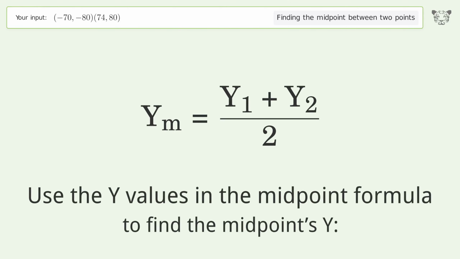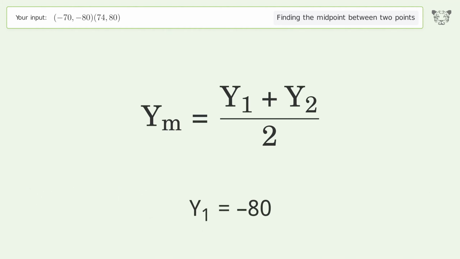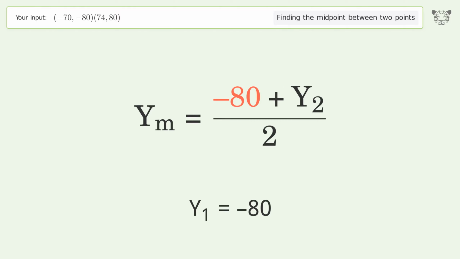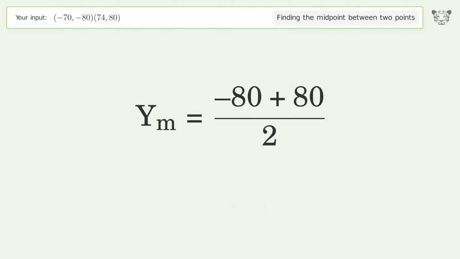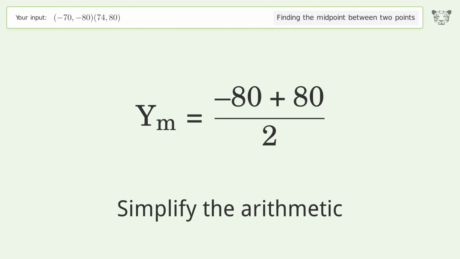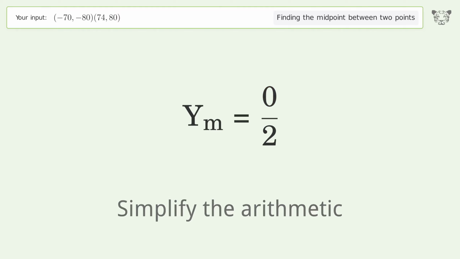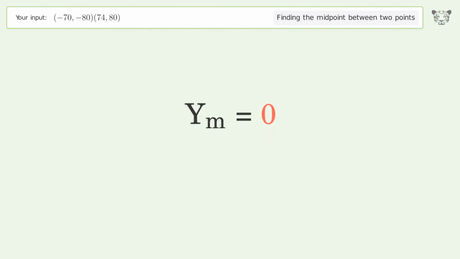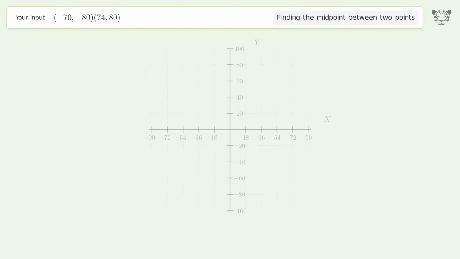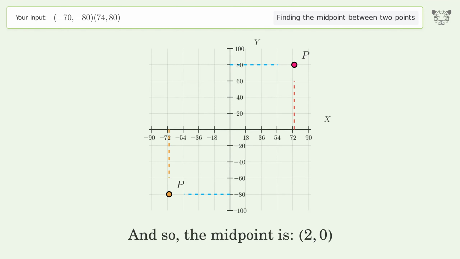Use the y values in the midpoint formula to find the midpoint's y. y1 equals -80. y2 equals 80. Simplify the arithmetic. And so, the midpoint is 2, 0.